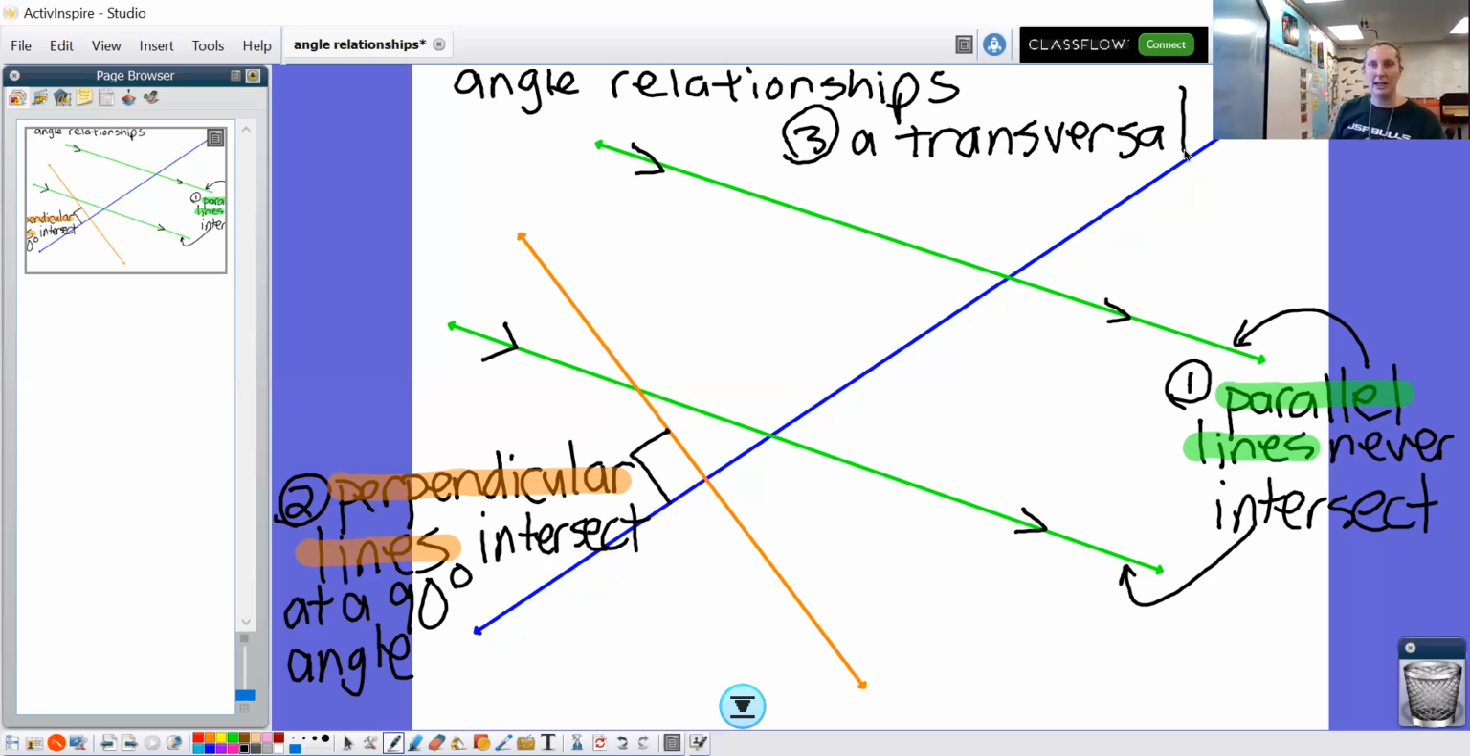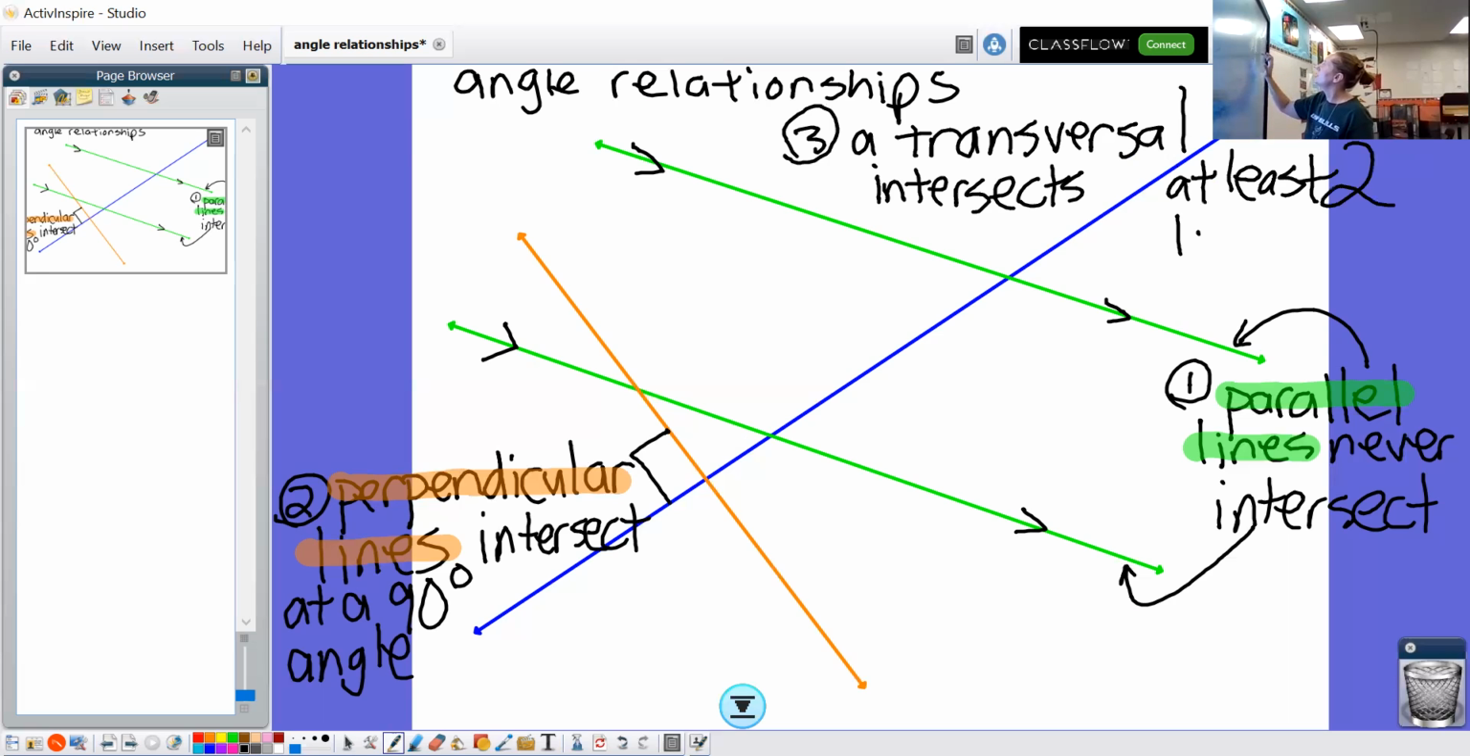Okay, and I'm kind of running out of room. I'll put intersects at least two lines. Okay, sometimes those lines are parallel. Not always. But if those lines are parallel, some really cool stuff happens. We're going to talk about that in a minute.